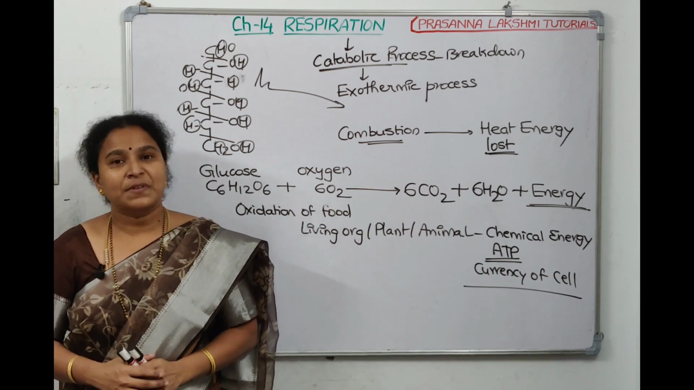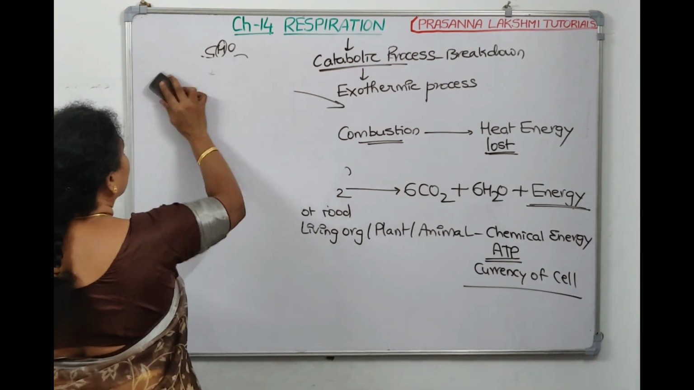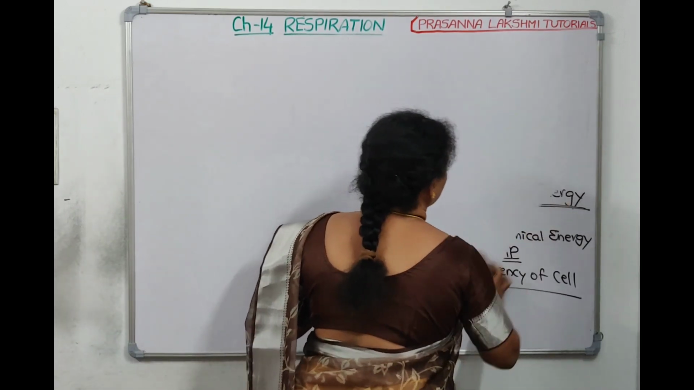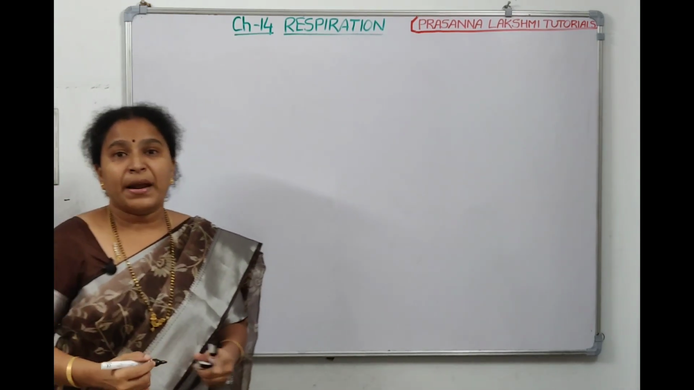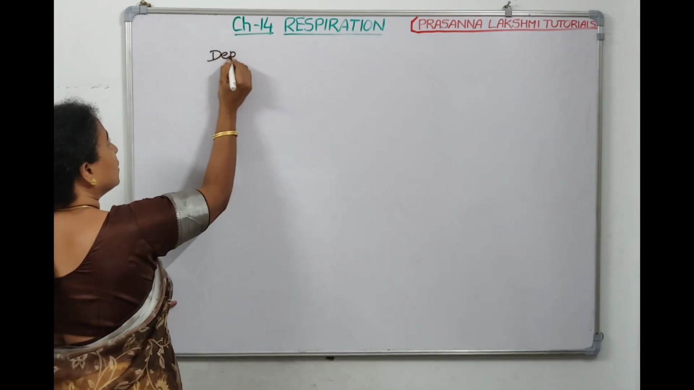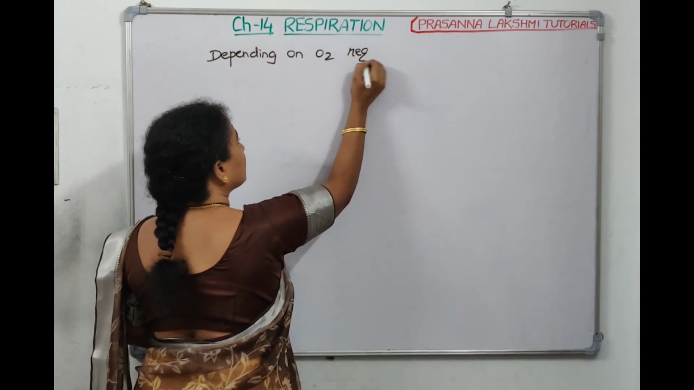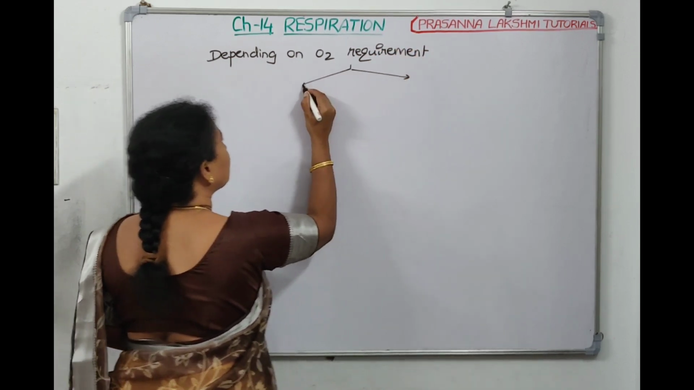Now take a screenshot, we will continue. Now, what are the steps of respiration? Let us see. Now there are two types of respiration depending on whether oxygen is required or not. So depending on oxygen requirement, respiration is of two types.